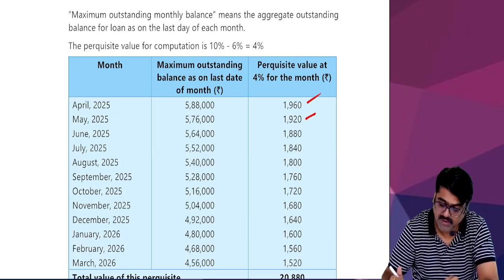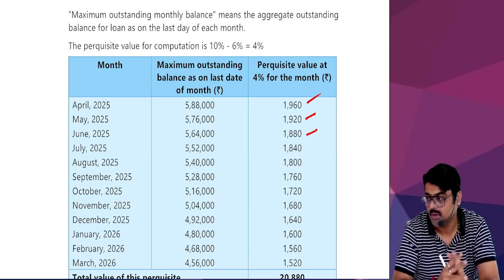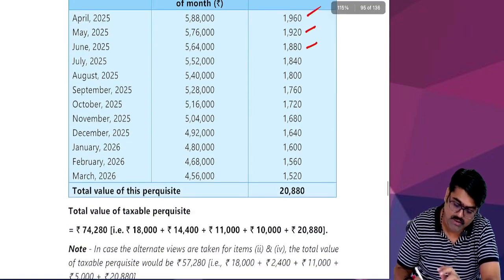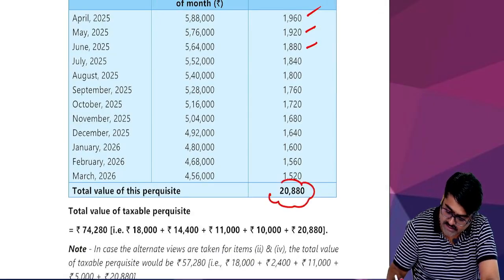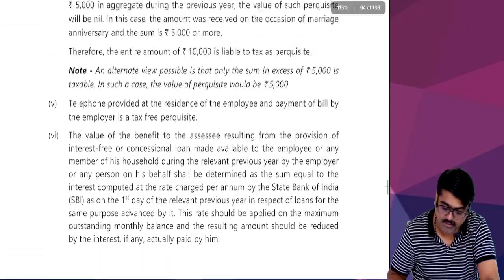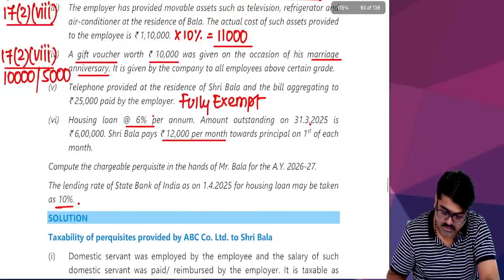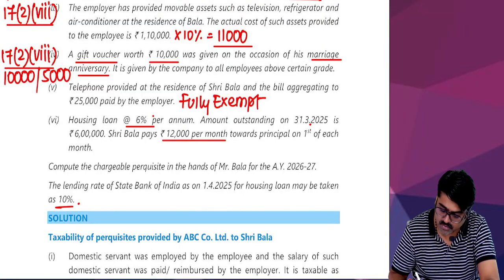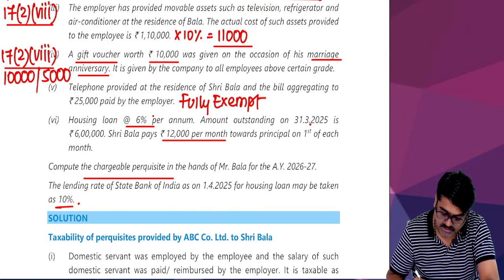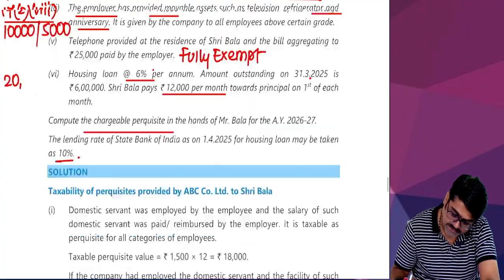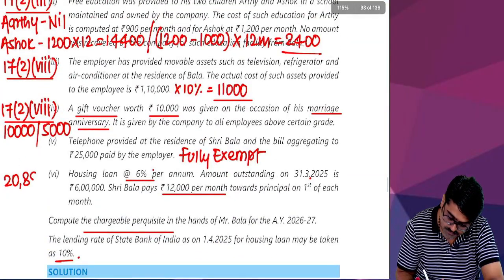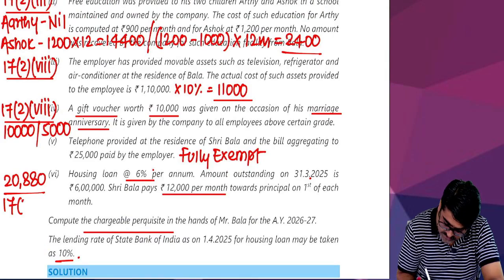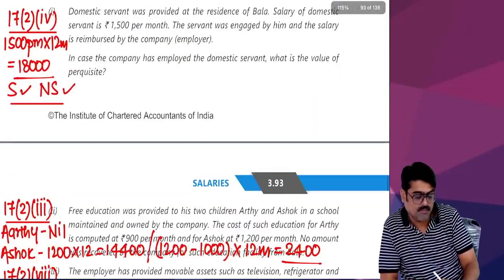So April month, 1,960. May month, 1,920. June month, likewise you have to calculate till March. Will you be able to do it? And the total interest benefit for the entire year will be taxable for the full year. Yes or no? So this 6-1 is also done. Compute the chargeable perquisite in the hands of Mr. Bala. So here it will be 20,880. In the first case, this 20,880 is a perquisite under 17(2)(viii), interest benefit.